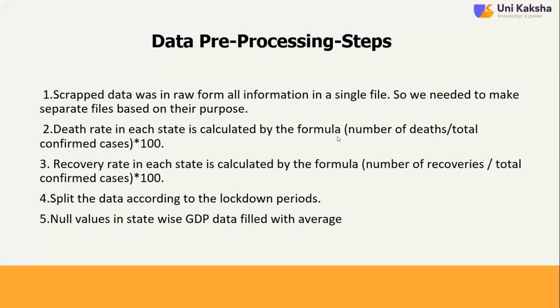Death rate in the state is calculated by the formula: number of deaths divided by total confirmed cases into 100. Recovery in each state is calculated by the formula: number of recovered cases divided by confirmed cases into 100.